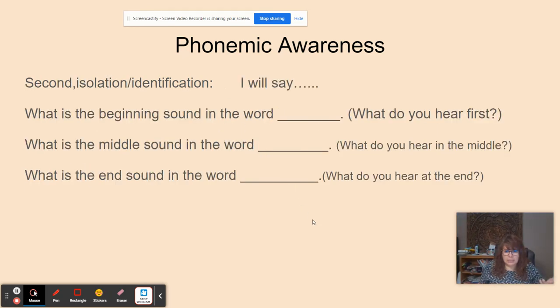Okay, so now I'm going to say a word and I'm going to ask you to tell me what's the beginning sound, middle sound, or ending sound. Okay, so what's the beginning sound in the word happy? Happy is correct. What's the ending sound in the word expensive? Expensive. V is correct. What's the middle sound in the word big?